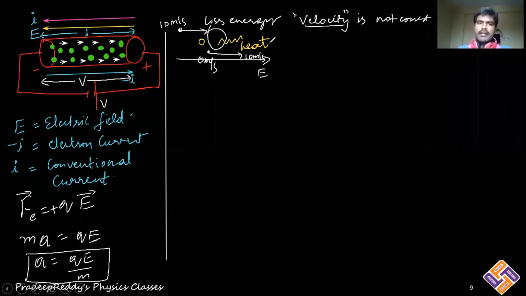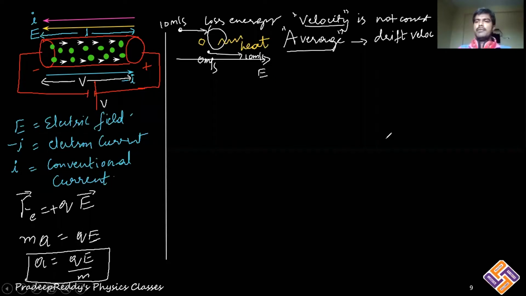But when we are dealing with these charged particles, definitely they are in motion from one end to the other end. What is happening here is we need to take the average value of all the velocities of these electrons, and that average value, which we are considering, is drift velocity.